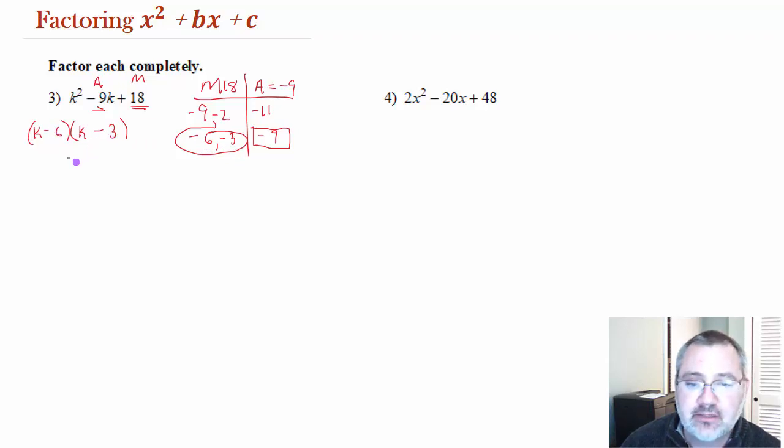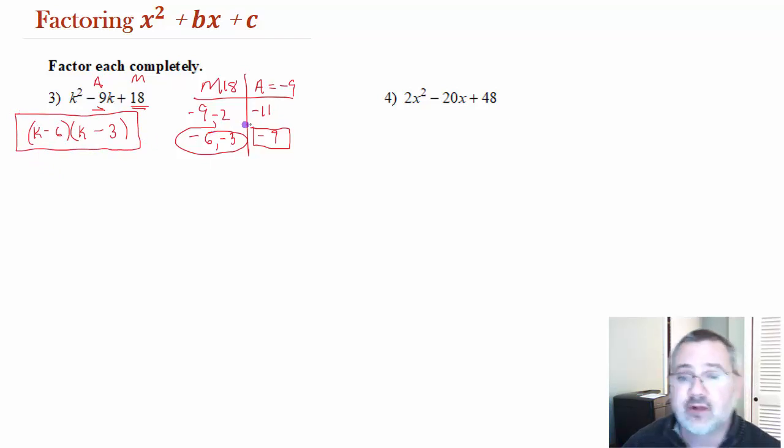It truly doesn't matter which of these comes first because multiplication is commutative. So we could have written k minus 3 times k minus 6. Make sure you have parentheses around these. But this is our answer. This is what we call our simple case of factoring trinomials.